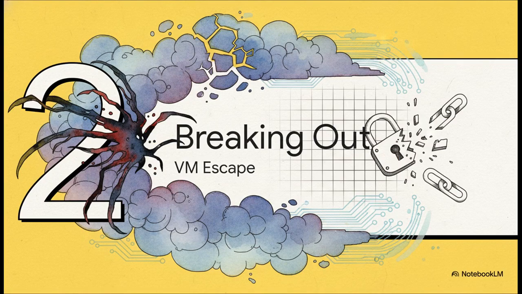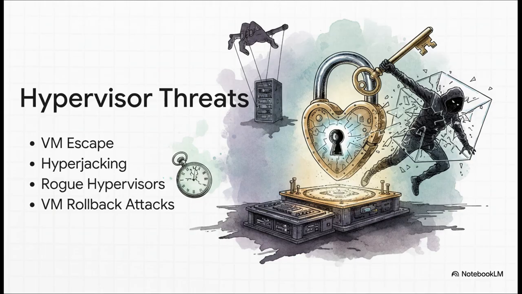Which brings us to Section 2, Breaking Out, VM Escape. When a hypervisor has a vulnerability, attackers basically get a terrifying menu of options to choose from. They might use hyperjacking to completely take over the virtual machine monitor. Or, even crazier, they could inject rogue hypervisors right underneath the original one. They can trigger VM rollback attacks to force a machine back to a past, vulnerable state.